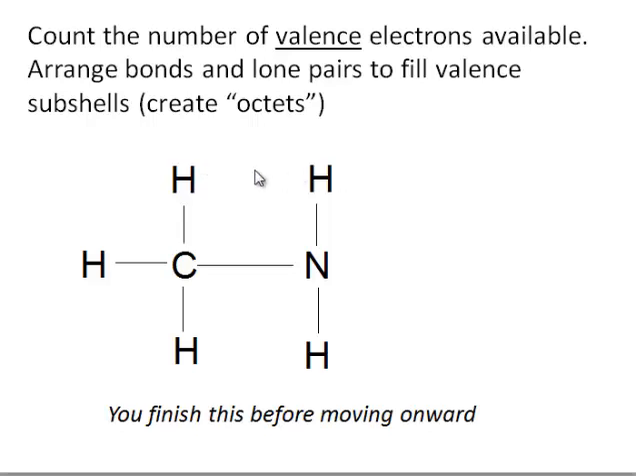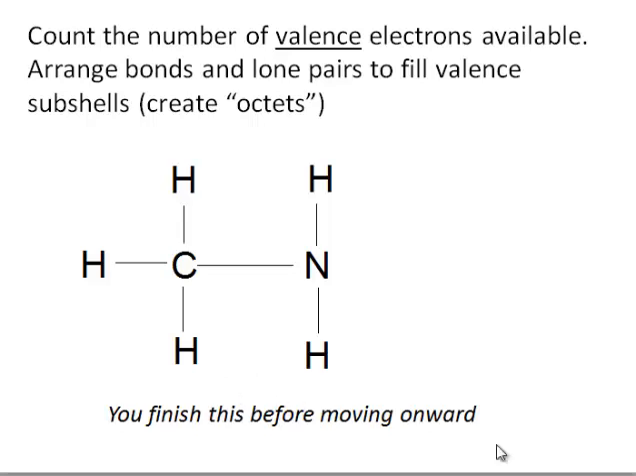So that adds 5 valence electrons to the picture. In other words, there are a total of 5 plus 5 plus 4, 14 valence electrons. 2, 4, 6, 8, 10, 12 are in the picture. 2 more to be added.